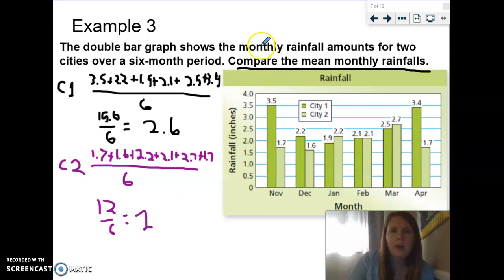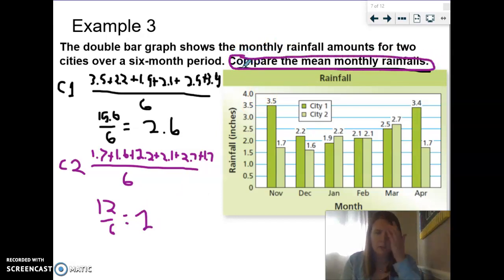So the biggest part at the end is they want you to compare the mean monthly rainfall. So it's just comparing those two numbers, okay? So you're looking at city 1. City 1 has an average of 2.6 and city 2 has an average of 2.